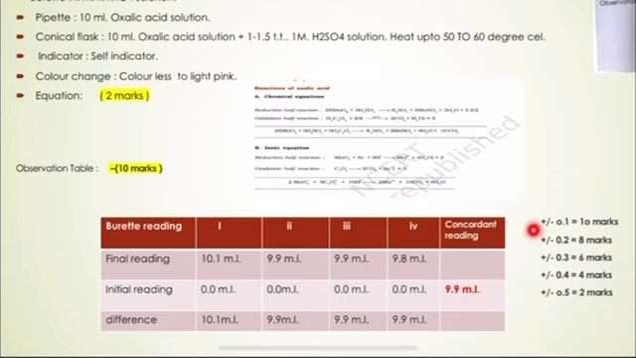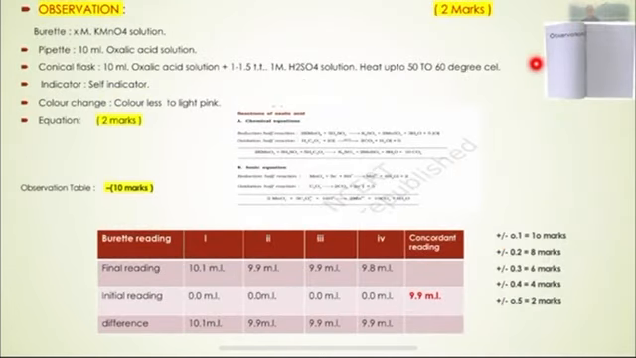Now we will see the distribution of 10 marks. The examiner already has the final reading. So if there is a plus or minus 0.1 difference, there will be 10 marks. If plus or minus 0.2 then 8 marks. If plus or minus 0.3 then 6. Plus or minus 0.4 then 4 marks. And plus or minus 0.5 then 2 marks. So this is all about the observation and observation table.